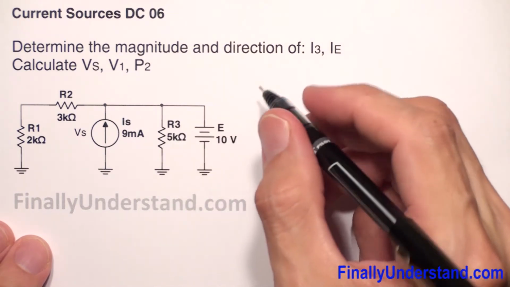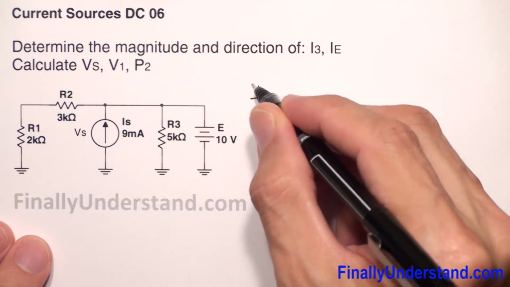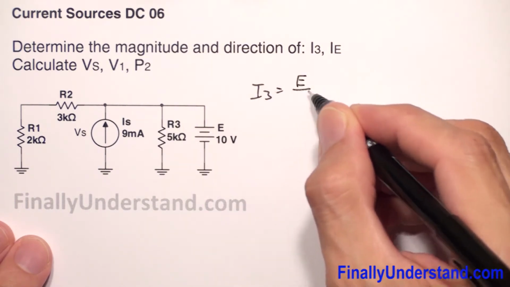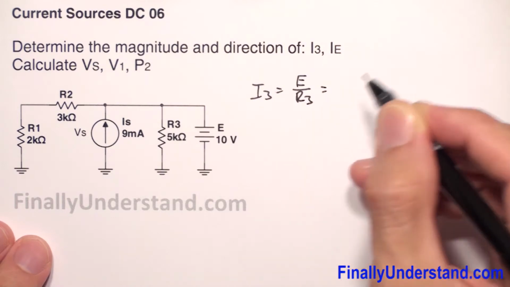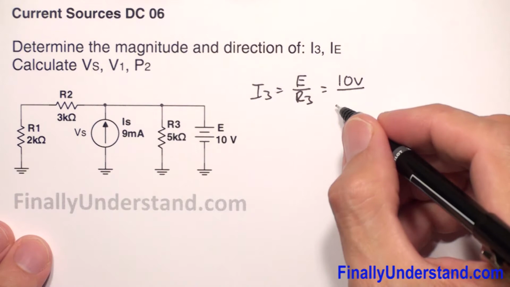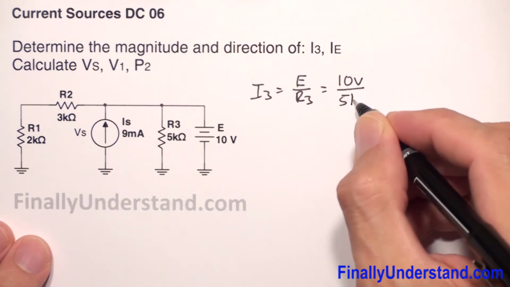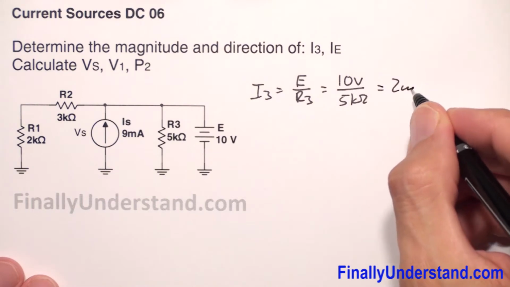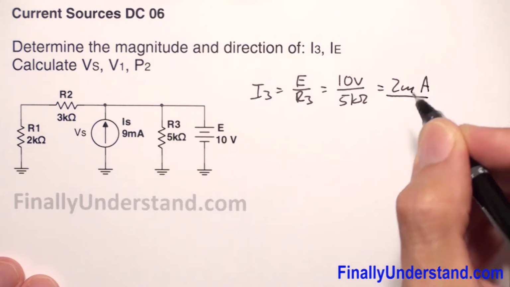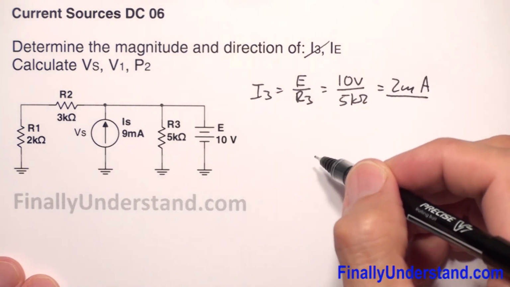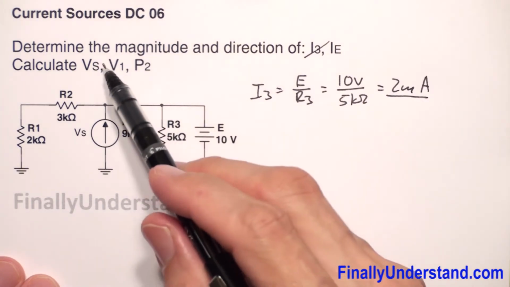are in parallel. That's why I'm going to write that I3 is equal E over R3, where E is equal 10 volts and R3 is equal 5 kiloohms. This is equal 2 milliamps. Okay, so I found I3. Next, I can find Vs very easy.